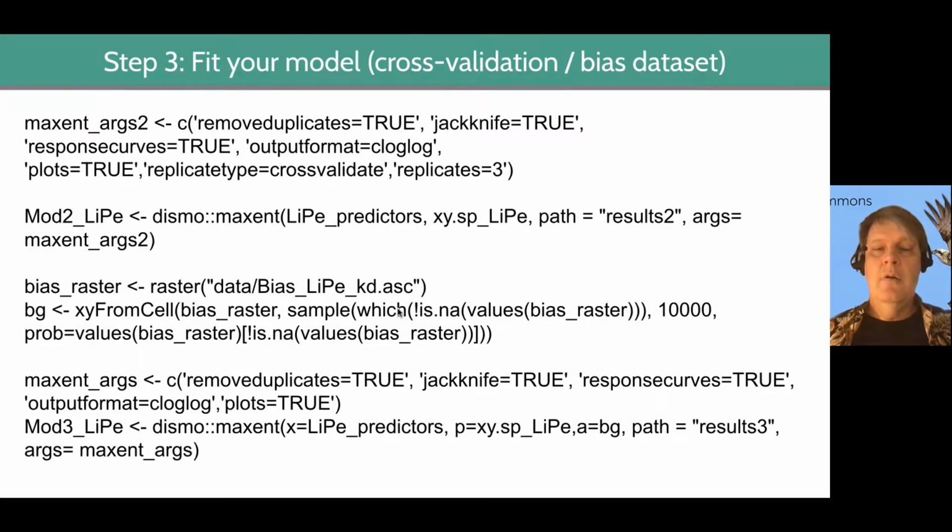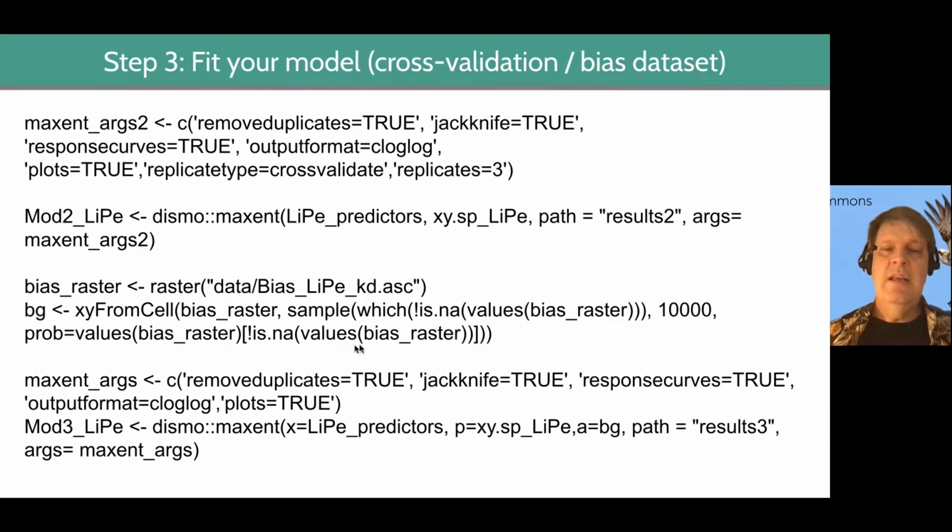And we're going to ignore things that have NA values, and we're going to select 10,000 points, just like you would expect, that's the default number of background points in Maxent. So we're still going to use the same default, but rather than just totally randomly selecting them, we're going to use the probability values within this bias raster to inform how likely it is we're going to select a given point.